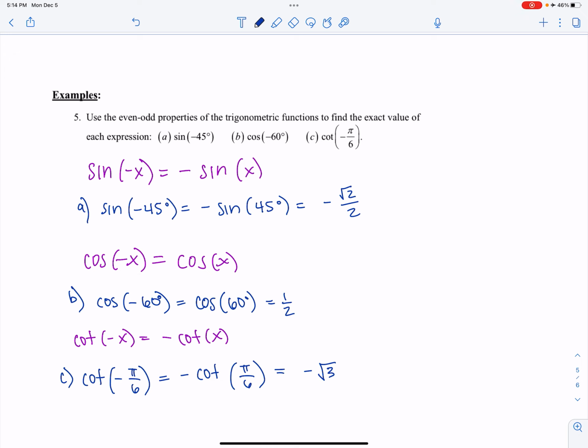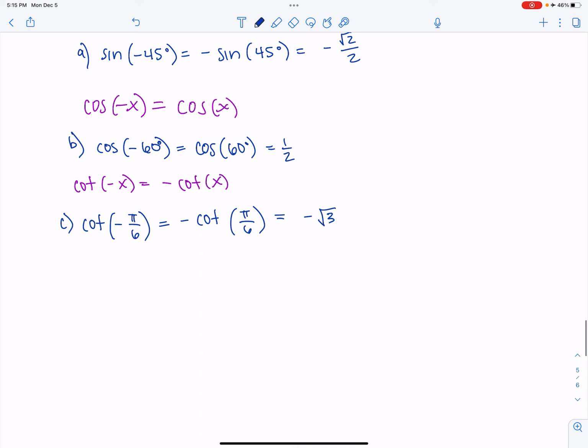The whole list of the odd-even properties is available in your textbook. And those are all the examples for today.